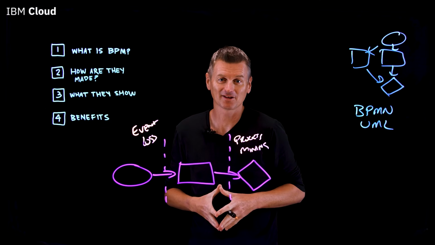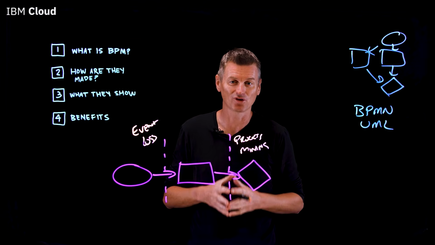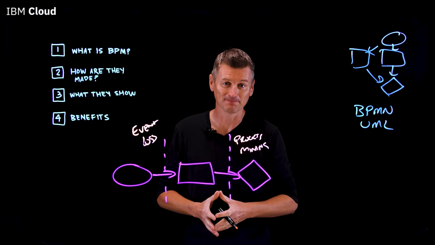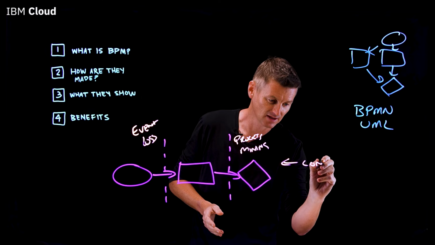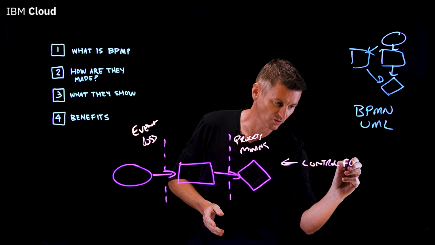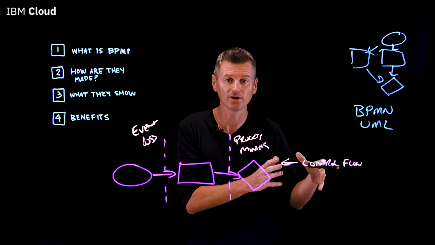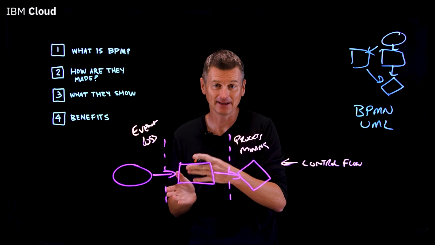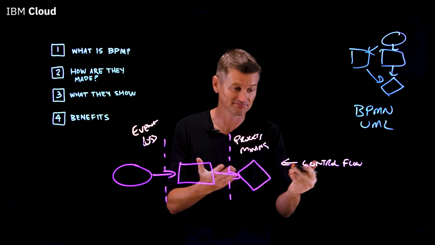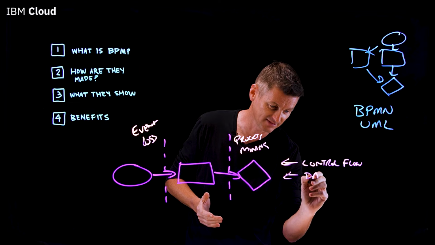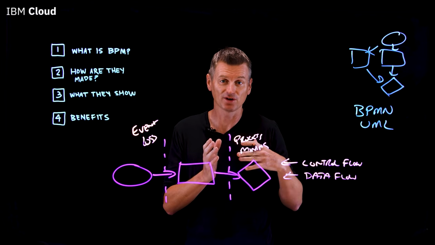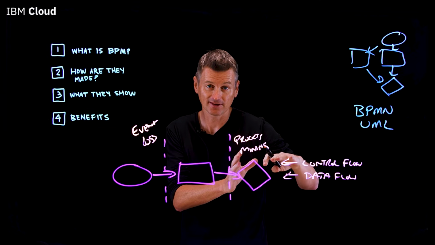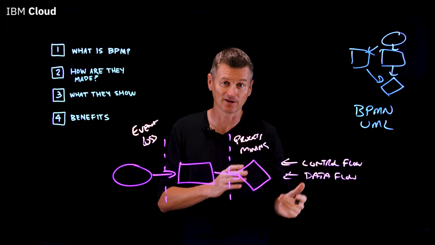A single process model can contain a wealth of control workflow information. All sorts of data can be in here. For example, we can capture what is known as control flow. And control flow shows which activities must be completed in which order. Then there's also data flow. And data flow shows how data moves through the process and where it comes from and where it goes to.